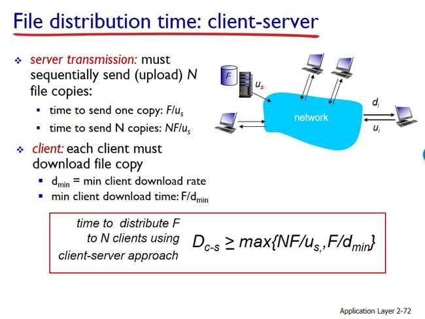In the client-server architecture, none of the peers aids in distributing the file. The server must transmit one copy of the file to each of the peers. Thus, the server must transmit a lot of bits: the number of bits in the file times the number of peers, to be precise. In a client-server arrangement, the distribution time increases linearly with the number of peers.